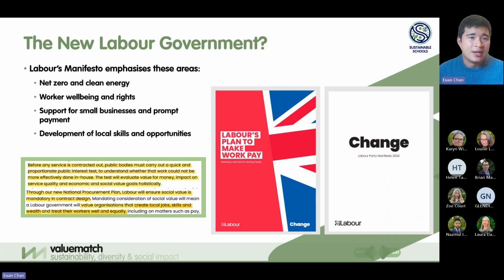Prior to this webinar, I did some reading up on Labour's manifesto to see how it may impact social value. If you go into these documents and do a Control F to look for the words social value, you're not going to see those two words mentioned much, if at all. However, the manifesto does emphasize these different areas on screen, such as the push for net zero and clean energy, worker well-being and rights, support for small businesses, and upholding prompt payment, as well as the development of local skills and opportunities. So these are all things that really play into social value.